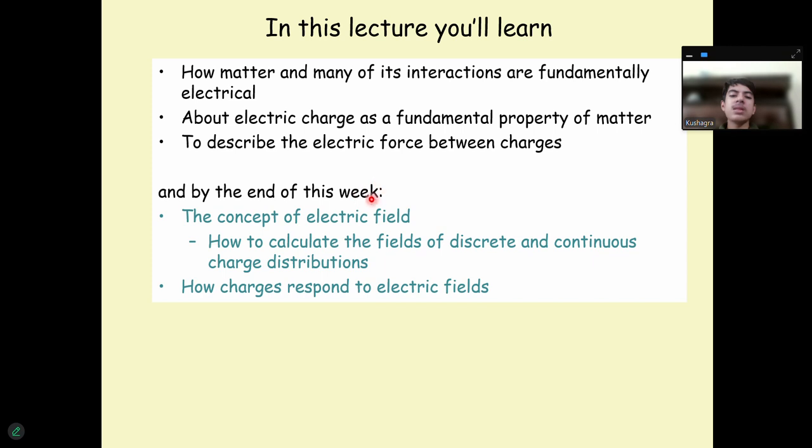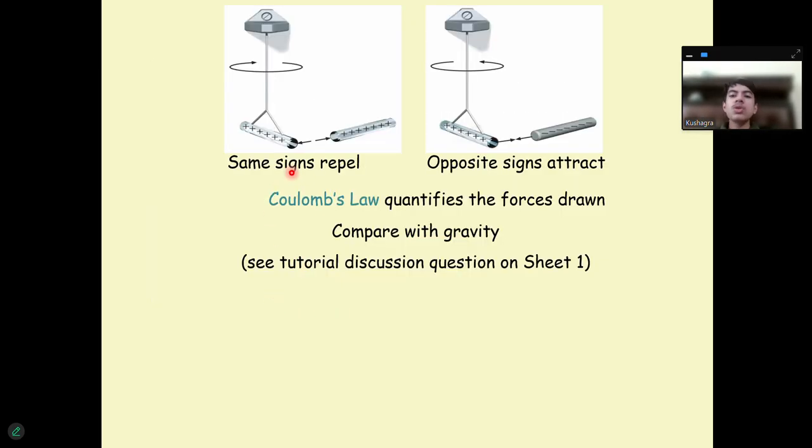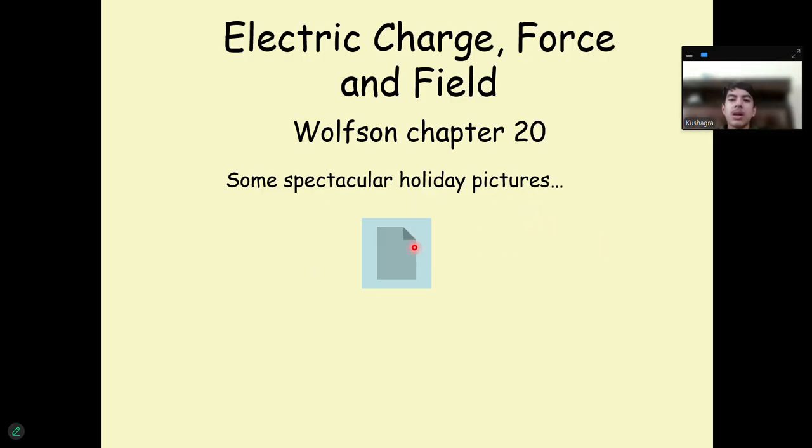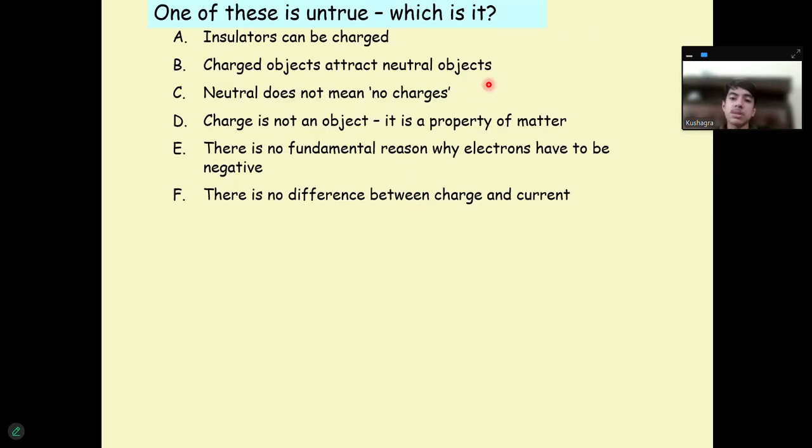By the end, we will learn about the electric field, how to calculate the fields of discrete and continuous charge distributions, and how charges respond to electric fields. We know that same signs repel, opposite signs attract. Coulomb's law quantifies the force, and we compare it with gravity. Now we'll go on to electric charge, force, and field.